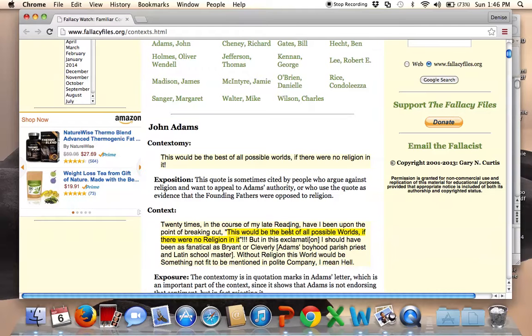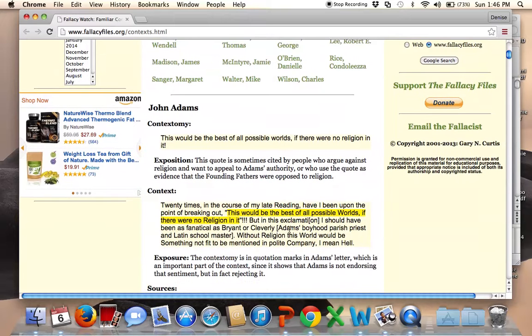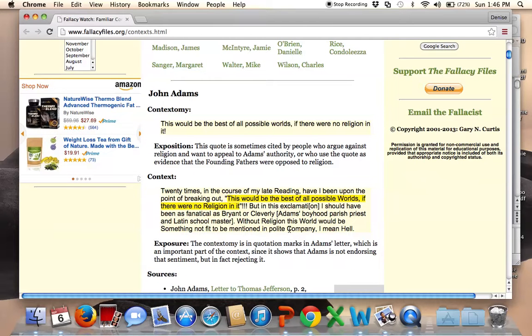But let's look at the original context in which this quote was made. Adams actually said, "Twenty times in the course of my late reading have I been upon the point of breaking out, 'This would be the best of all possible worlds if there were no religion in it.' But in this exclamation I should have been as fanatical as Bryant or Cleverly. Without religion, this world would be something not fit to be mentioned in polite company. I mean hell." So as they say here, the contextomy is in quotation marks in Adams' letter, which is an important part of the context, since it shows that Adams is not endorsing that sentiment, but in fact he's rejecting it. So he was making the complete opposite point of what this quote has been taken to mean.